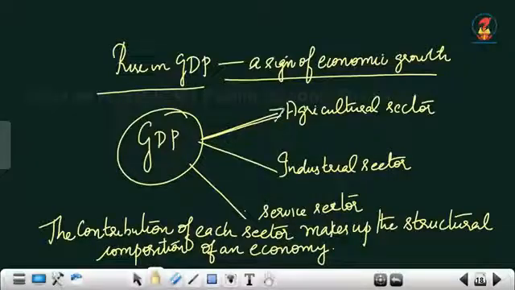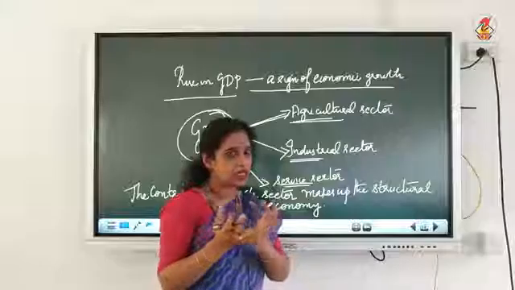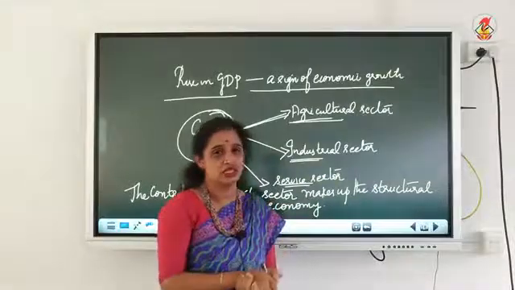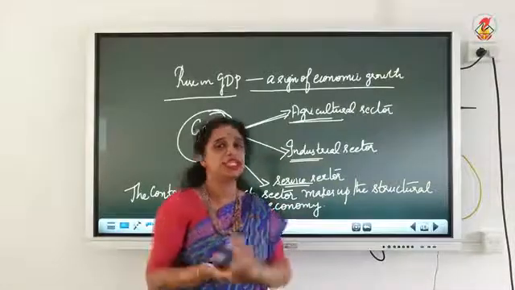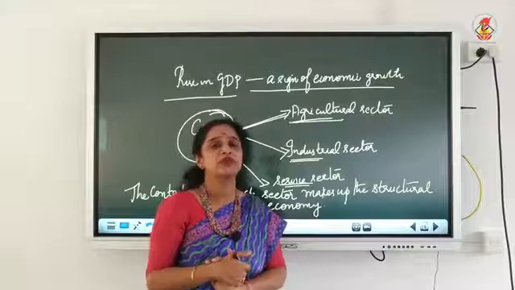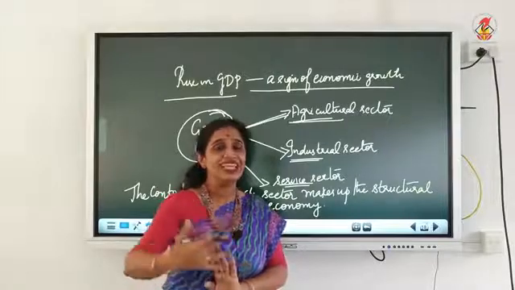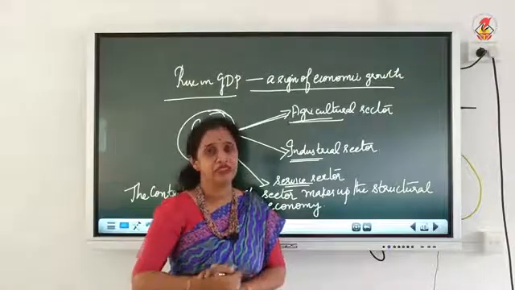GDP can be derived from the agricultural sector, industrial sector and service sector. So, from these three sectors the GDP occurs. The GDP is derived from all these three sectors. So, how much is the GDP? That depends upon the performance of each and every country.